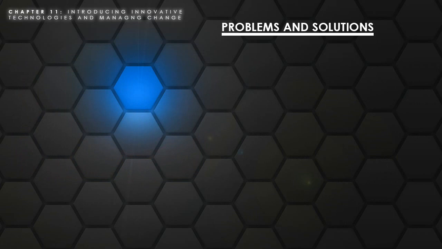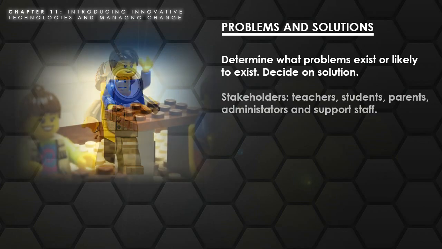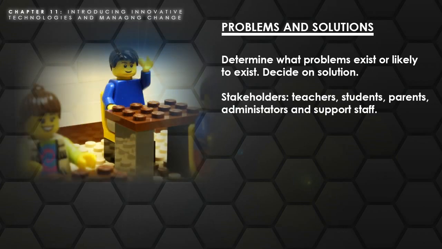Here we get into the problems and solutions of new technology that teachers often have to deal with. We need to determine what problems exist or are likely to exist, and then use that information to determine a specific solution. To appropriately identify a problem, the stakeholders must be considered. And who are these stakeholders? Examples would be teachers, students, parents, administrators, and support staff.